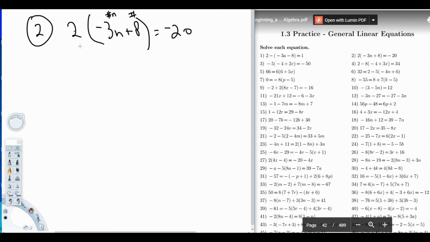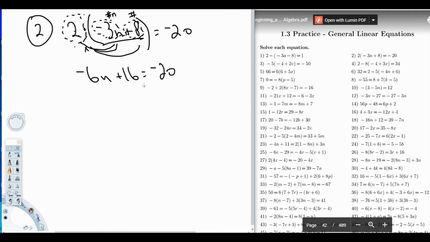So the way we get around it is by using the distributive property. We multiply the first number here by the inside number. When there's a space between a number and anything else in brackets or another number with a dot or anything, it really means multiplication. You're multiplying this by all of this. So 2 times negative 3n equals negative 6n. 2 times positive 8 equals 16, and that equals negative 20. It hasn't changed on that side.